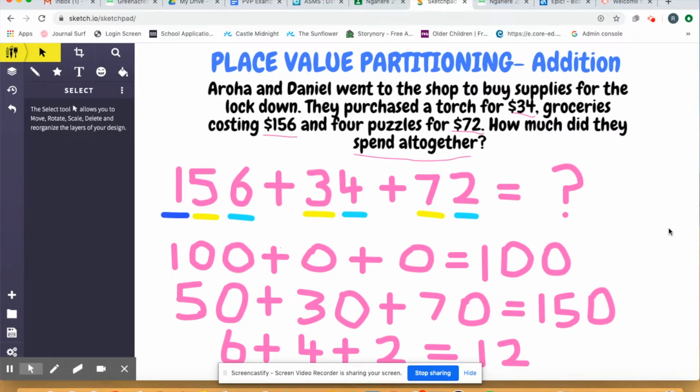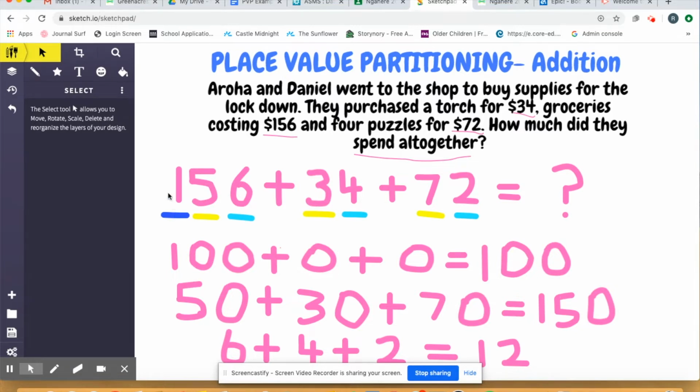Now, the reason I've done that is because I may know the numbers, the 156, the 72, and the 34, but is this question asking me to do addition, subtraction, multiplication, or division? Now, when it says spend altogether, that's helping me to work out that it's going to be an addition problem. I need to add those numbers together.